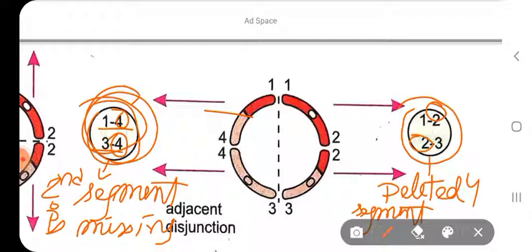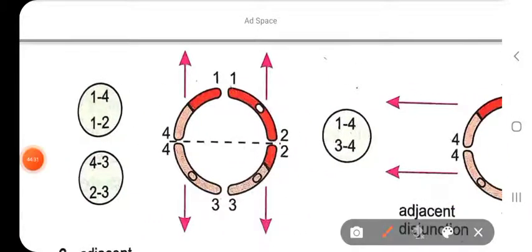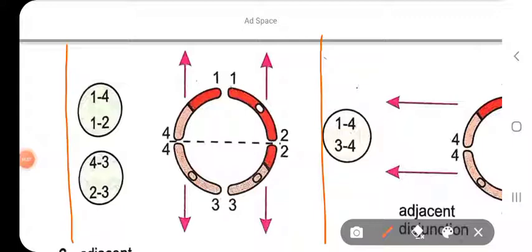So this was about adjacent 1 segregation. Let us see the adjacent type 2 segregation, which is located right here. So this is your adjacent type 2 segregation. This one. Don't look at this one. This is adjacent type 1.